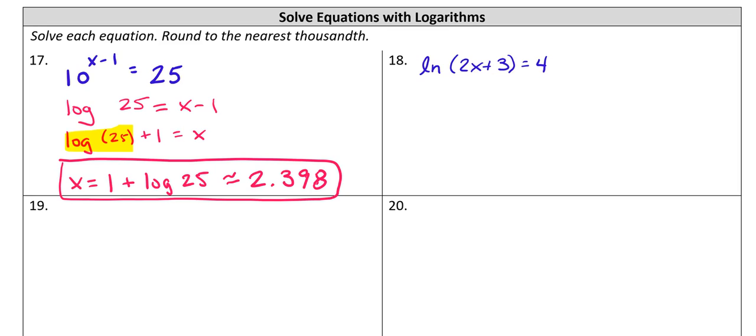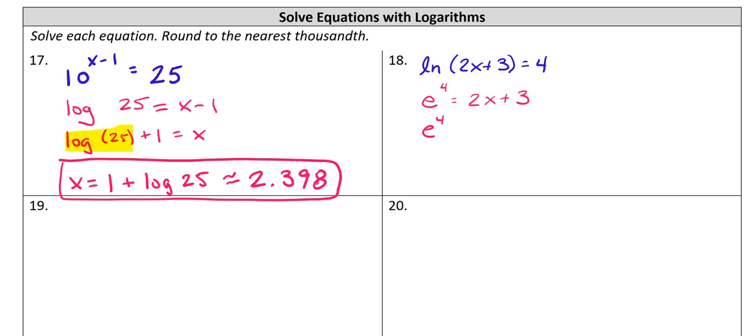So instead, what I'm going to do is, again, change this into a different form. Let's see if exponential form is more helpful. So the base of natural log is e. The exponent is 4. And this is going to equal the answer 2x plus 3. Now, this is a more helpful form because e to the 4th is just a number. I can find that value. But again, I'm going to keep this precise for as long as I can. I'm going to solve for this x now.